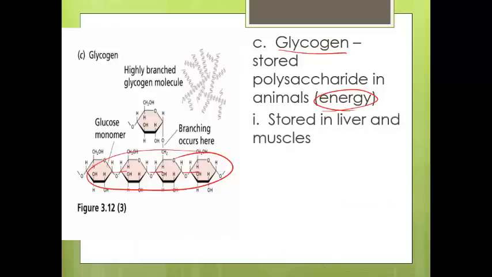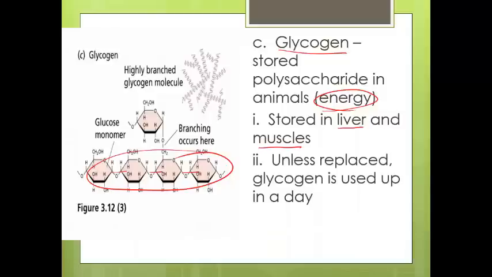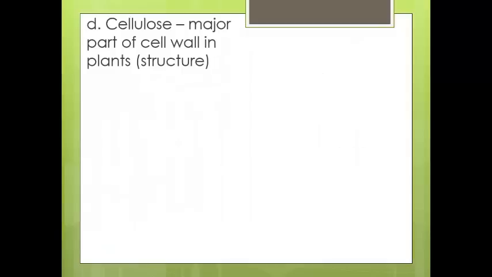We store glycogen in two places. Guarantee you need to know these, and that is in your liver and in your muscles. Muscles constantly are needing a good supply of energy as they're really working a lot, and so we have that glycogen stored in the muscles for energy use. And unless you replace it, glycogen's used up in a day. So this is why we need to eat on a daily basis. We need that energy on a daily basis. It does get used up.